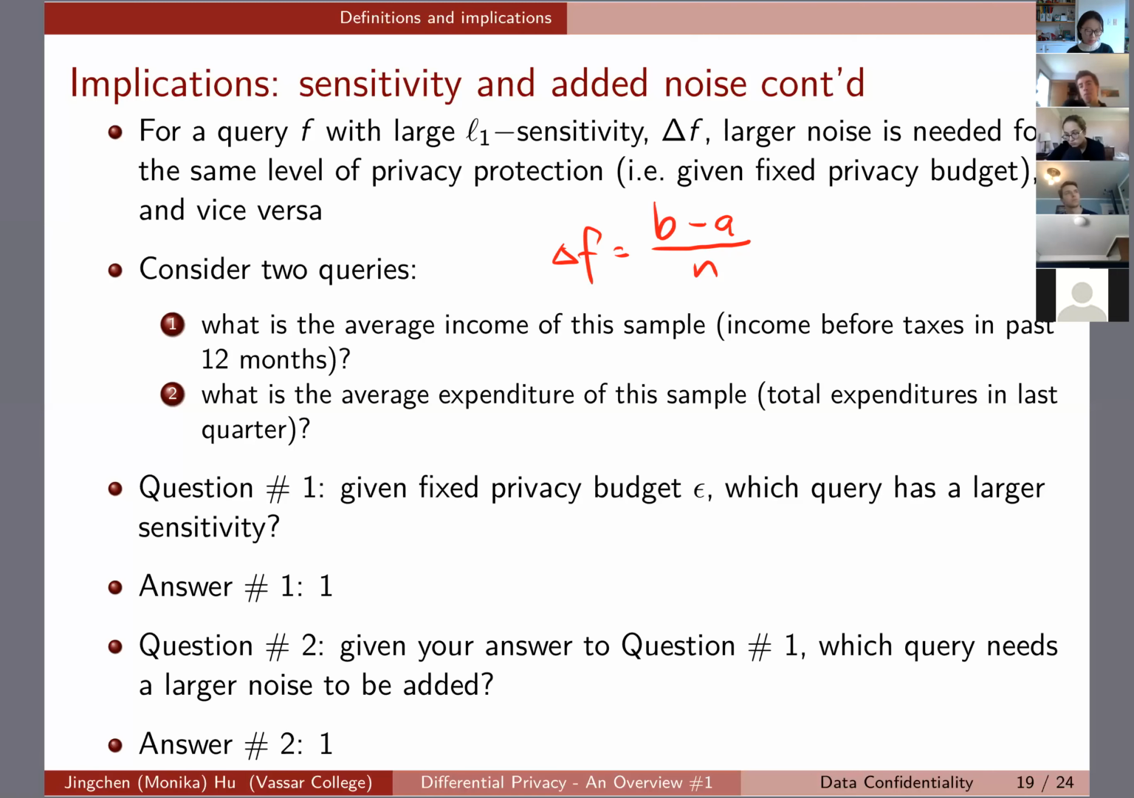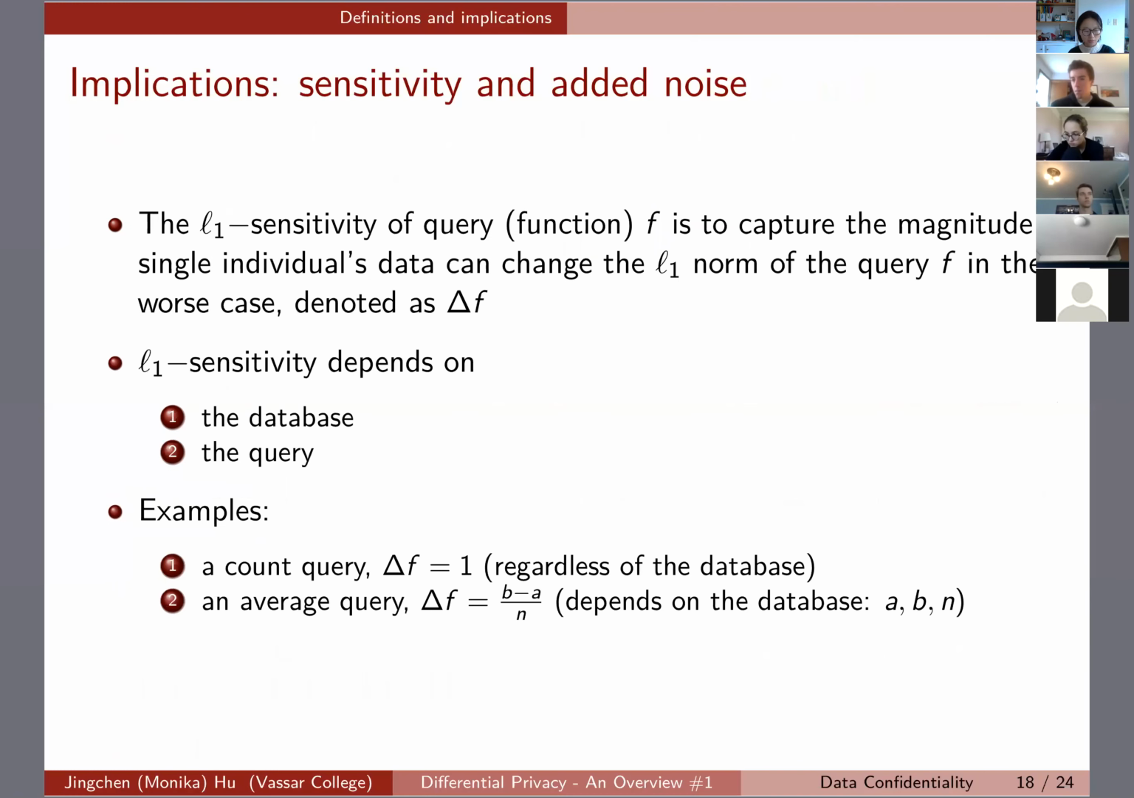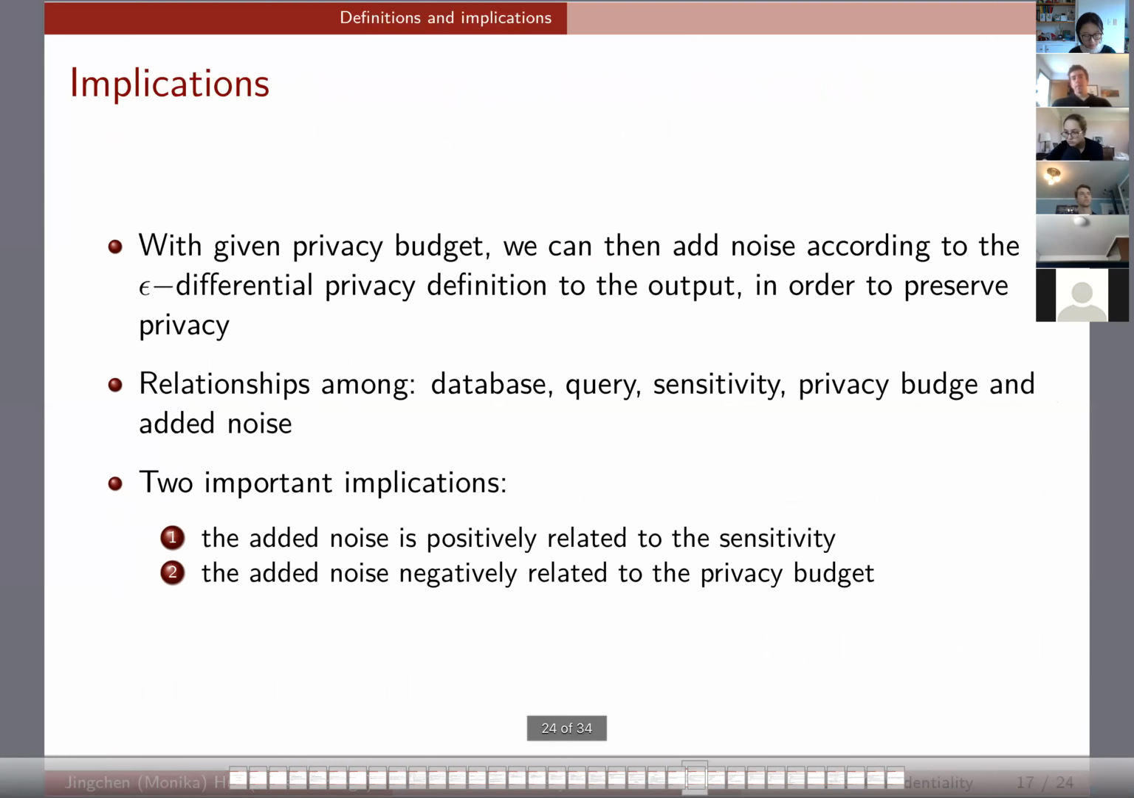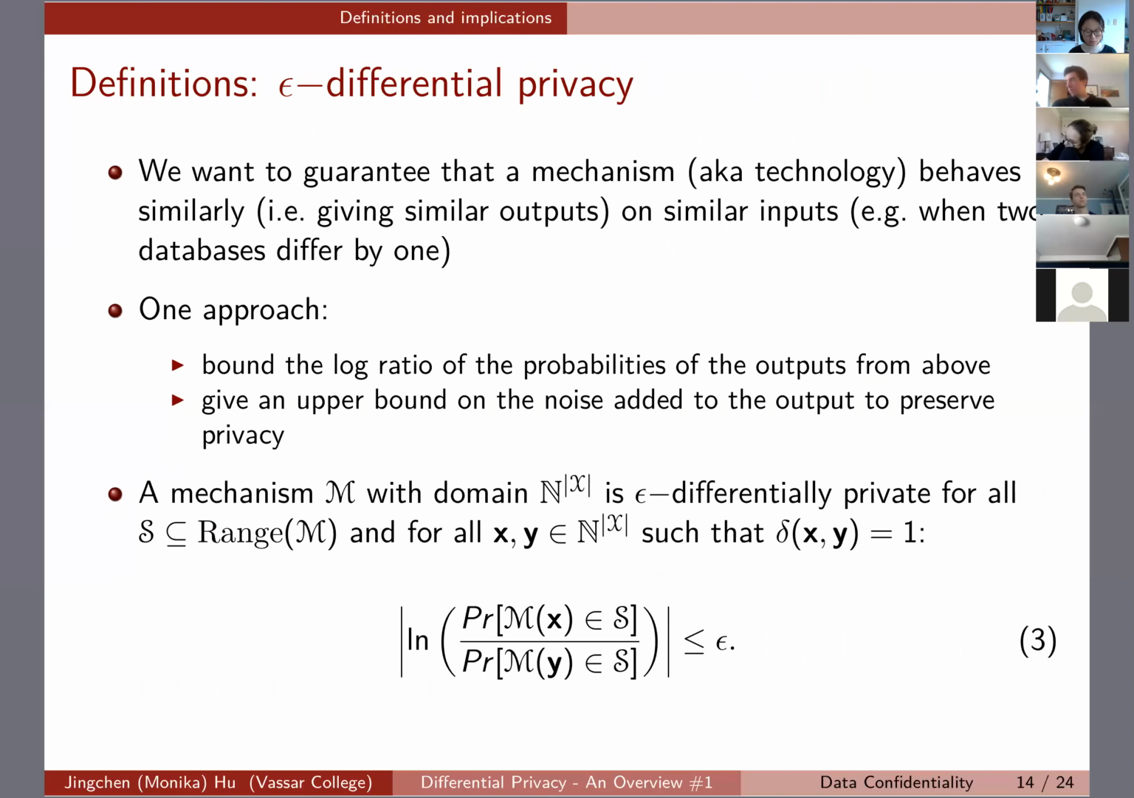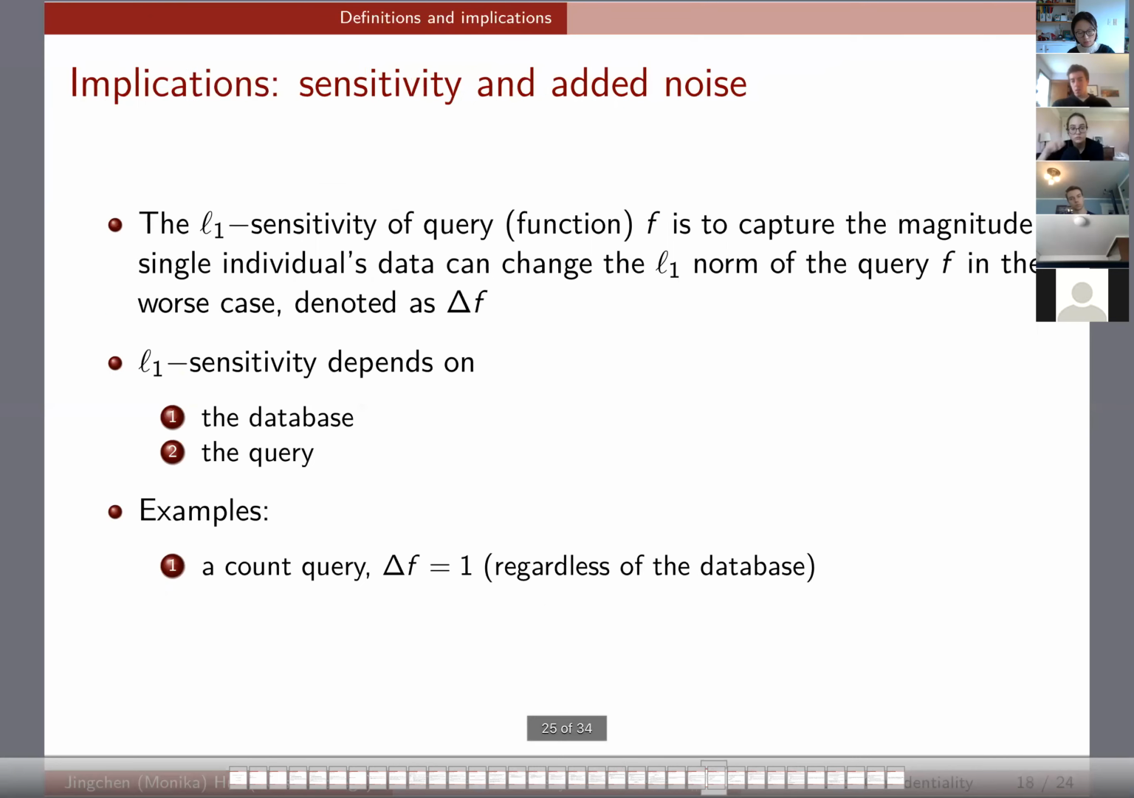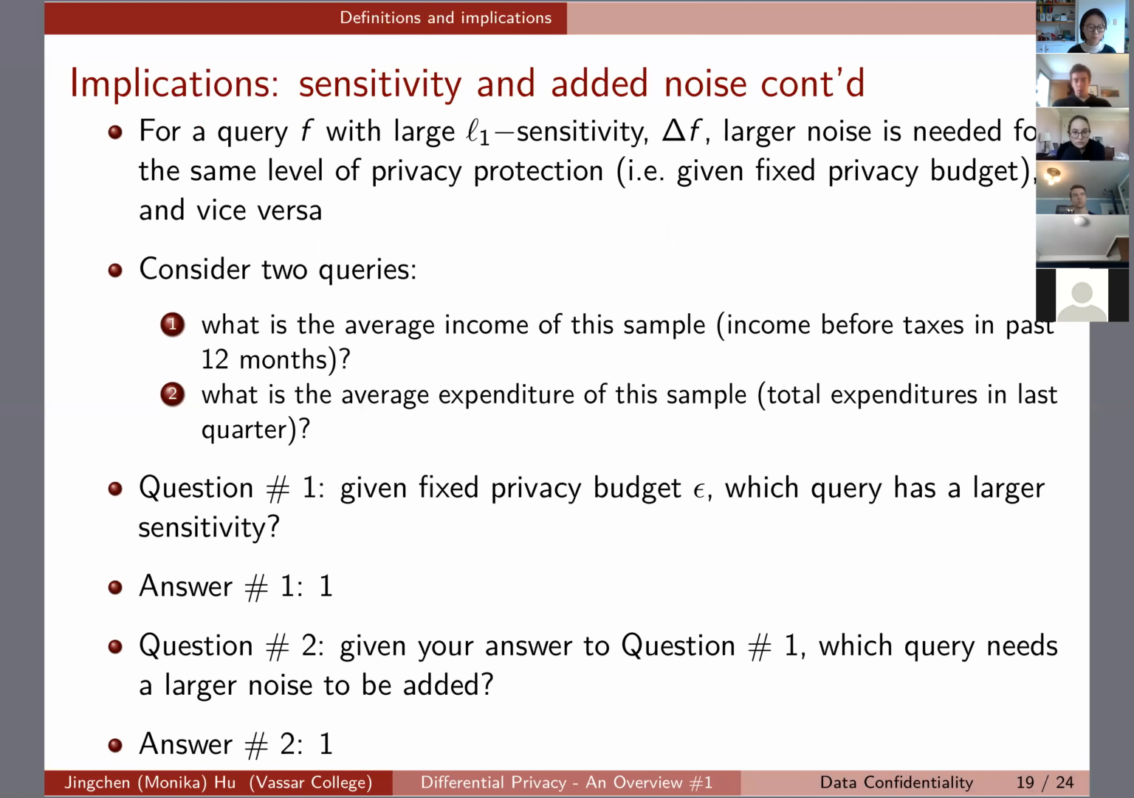With that, which query do you think will need larger noise to be added? I already wrote it down, but does that make sense to you? When you have a query with higher sensitivity, and we want to achieve the same epsilon, if you go back to the definition of epsilon, let me find it, I have it two slides ago. We're trying to bound it with the same epsilon. So with a larger sensitivity, because it's a wider range to cover, we will need to add larger noise to it.